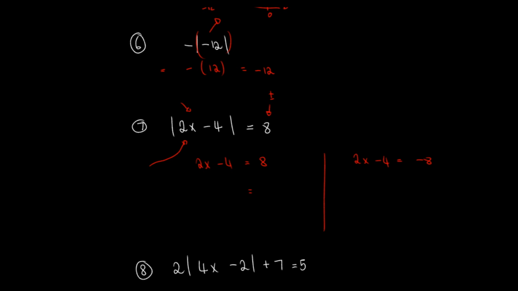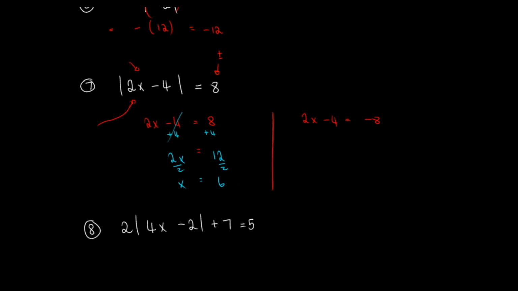How do I do this? I always want to get my variables on the left hand side. So we can say plus 4 on both sides. These two cancel. That gives me 2x is equal to 12. I can divide by the coefficient of 2. That gives me x is equal to 6. Let's look at the second one. Again, same thing: we add 4 on both sides. These two cancel. We have 2x is equal to -4, and therefore x is equal to -2. So these would be my two final answers.